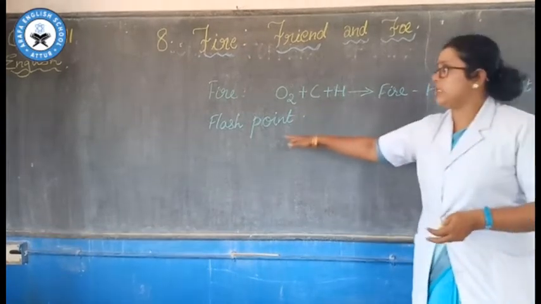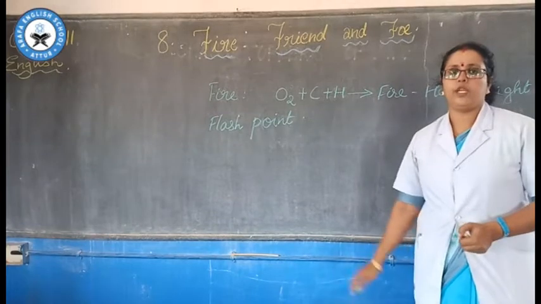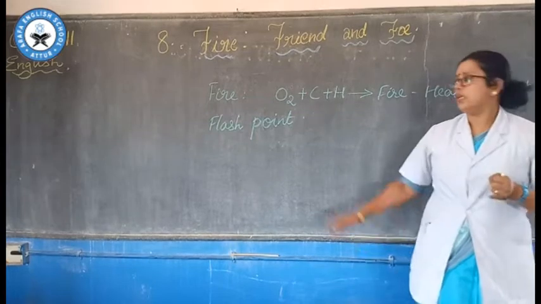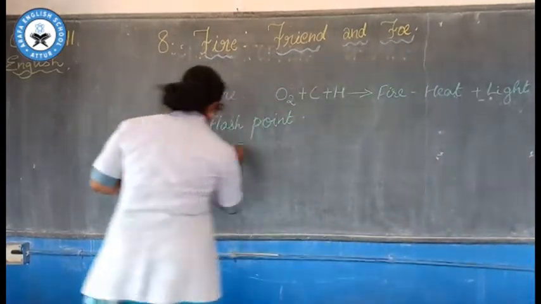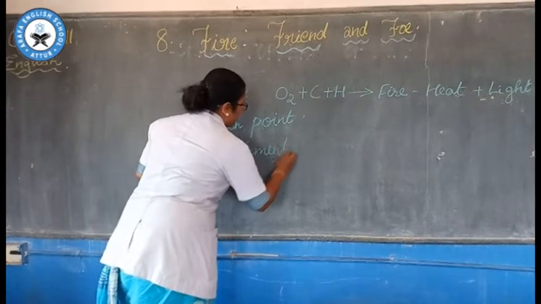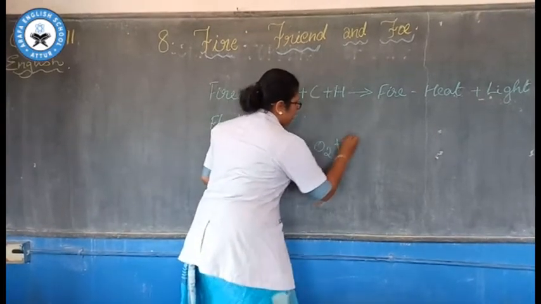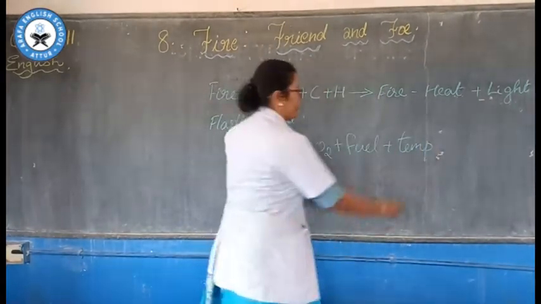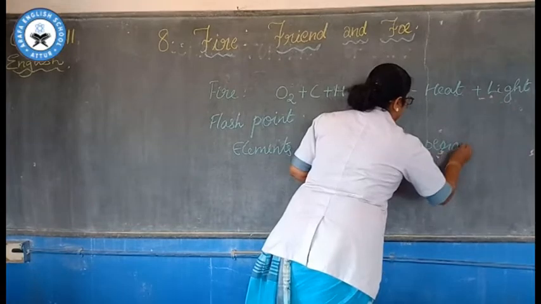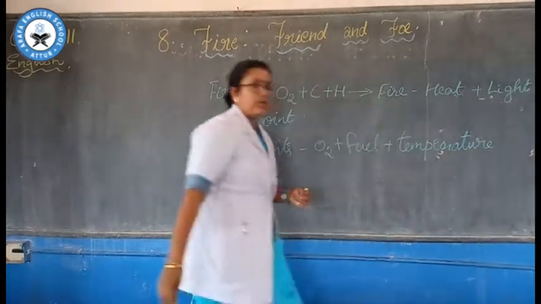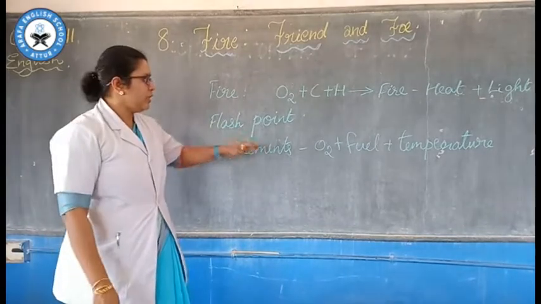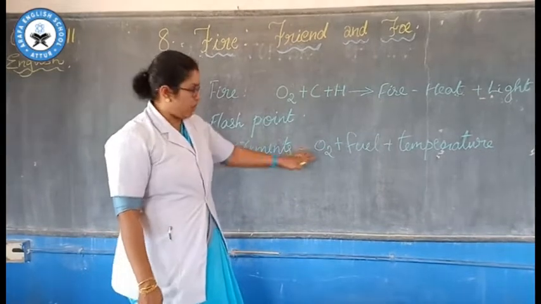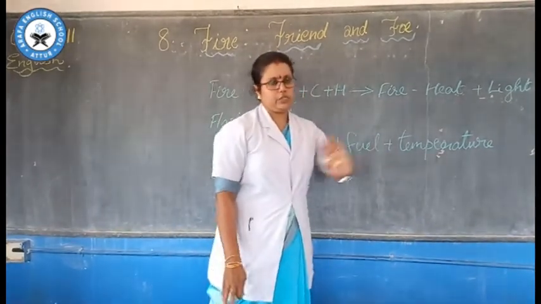Now what are the elements required for fire? Fire requires oxygen for sure. So oxygen. Elements for fire are oxygen, the fuel and temperature. Temperature means the flash point at which a fuel catches fire. That is, the temperature meant here is the flash point. Okay, so the elements of fire are oxygen, fuel and temperature.